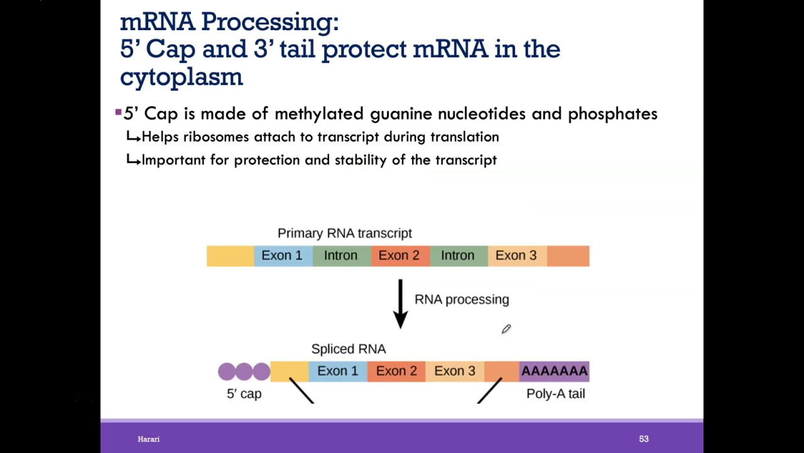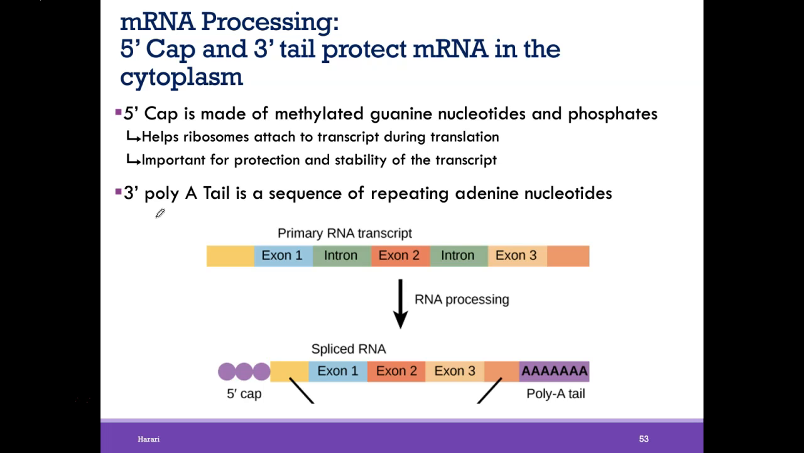One other modification has to happen, which is a cap and tail has to protect the mRNA. So there's a cap made up of guanine, there's a G, and this helps ribosomes attach to the transcript during translation. And then a special tail called a poly-A tail is added to the 3' end. That's a sequence of repeating adenine nucleotides. And the more A's that are added, the more stable the mRNA molecule, and the more protein could be made from it.